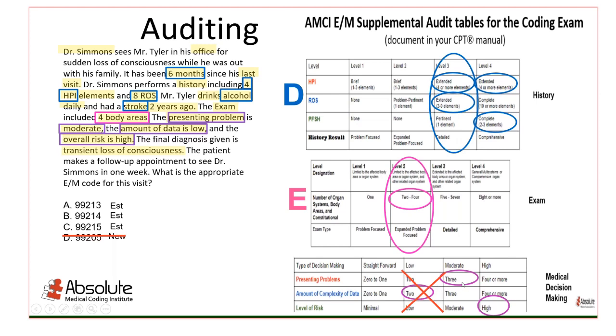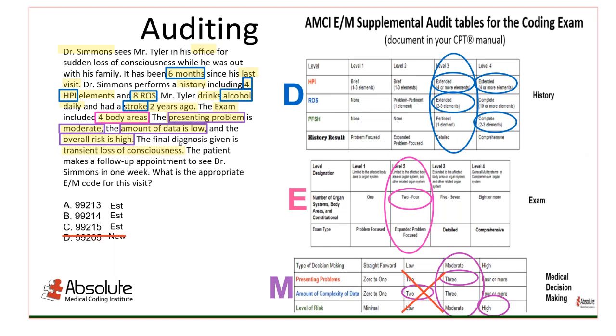Presenting problems, did we at least have 3? Yes. Amount and complexity of data, did we at least have 3? No, we didn't. We had 2. But if we look at the level of risk, did we at least have a moderate? And yes, we did, because we had a high. We went up one step further there. So 2 of those 3 have been fulfilled, okay? So does that make sense for you? And that leaves us at a moderate. Okay.